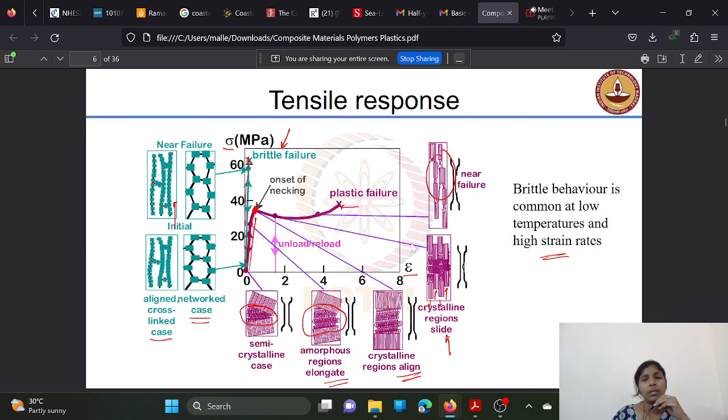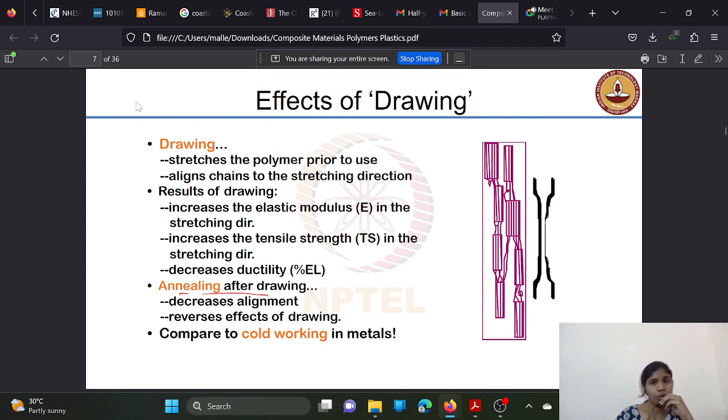See here, the material is elongated near this plastic region. The material is elongated, like the strain rate is more here. That means we are trying to elongate the material. That is nothing but drawing. So we will see what are the effects of drawing here.